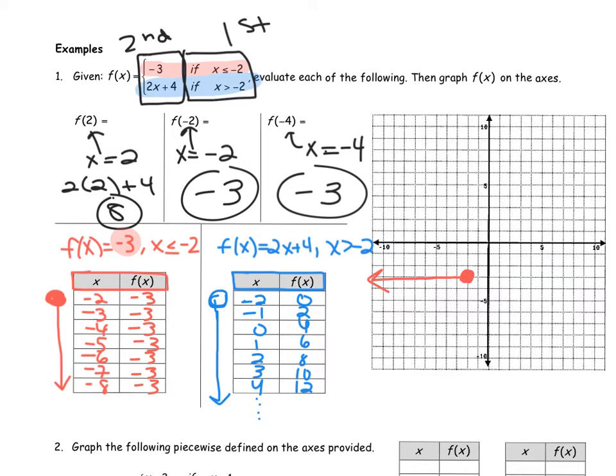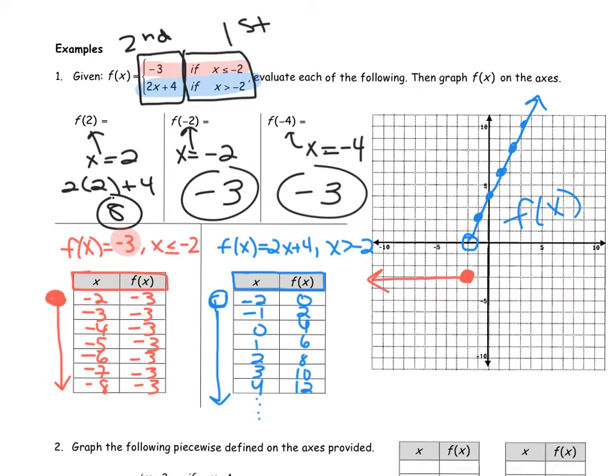So when I come over to -2, 0, we have an open circle. I have -1, 2. I have 0, 4, 1, 6, 2, 8, 3, 10. And I'm going to stop there because 4, 12 will not fit on the page. And with your best of your abilities, make that a nice straight line. And we're just going to title this f of x. So that's how we label it. Label it f of x. Okay? So that's what your graph for the piecewise function is going to look like.